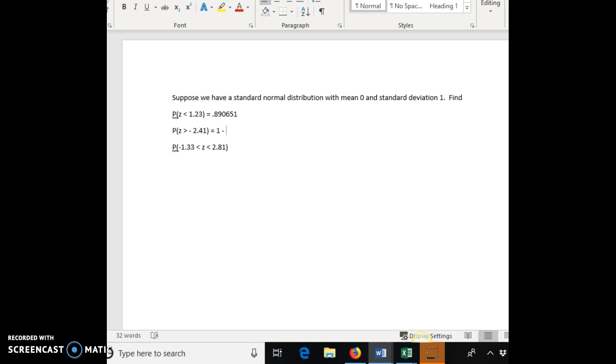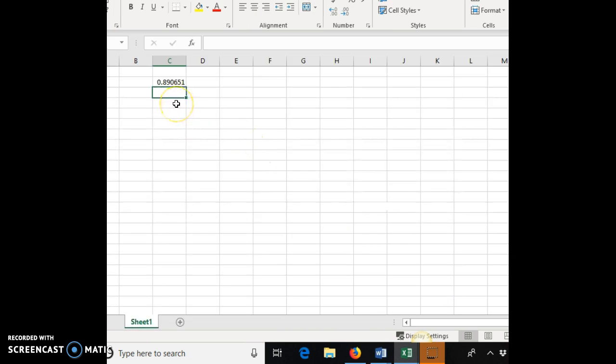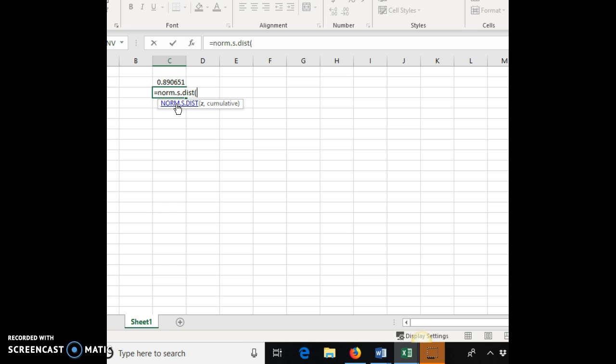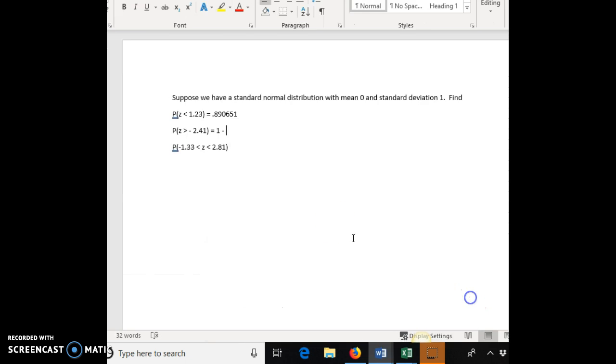All right, so let's do the same thing in Excel and find out what we would get for less than for negative 2.41. So negative 2.41, norm.s.dist, negative 2.41, and the word true. And that gives us 0.007976. All right, 0.007976 subtracted from 1 gives us 0.992024 as our probability.